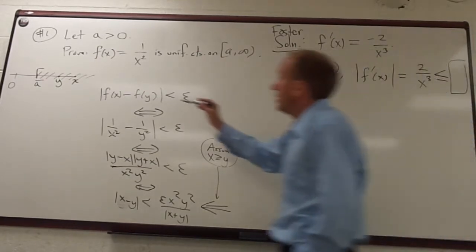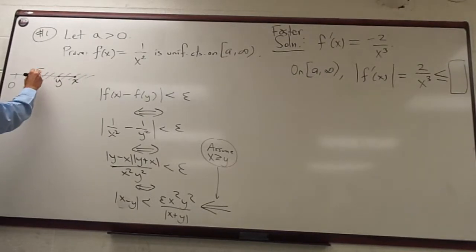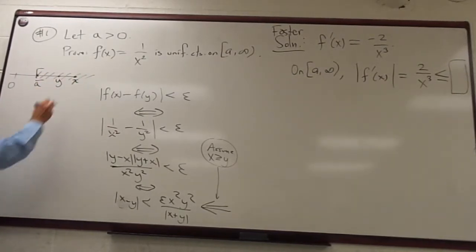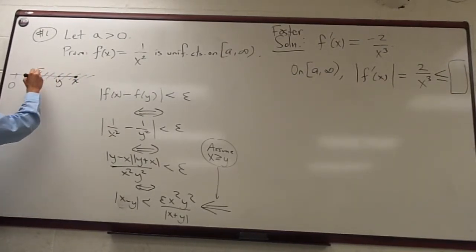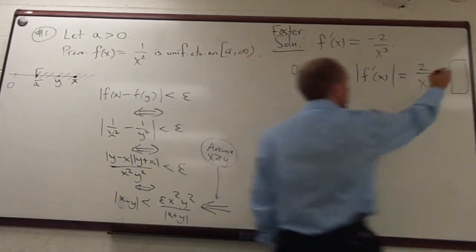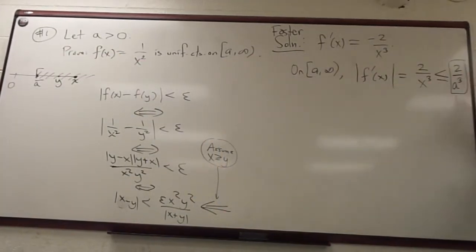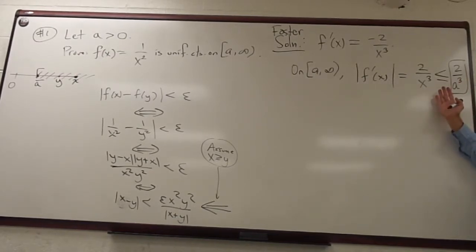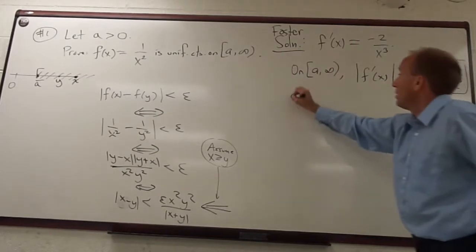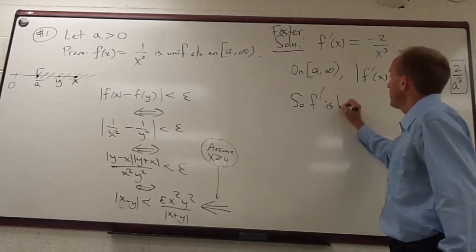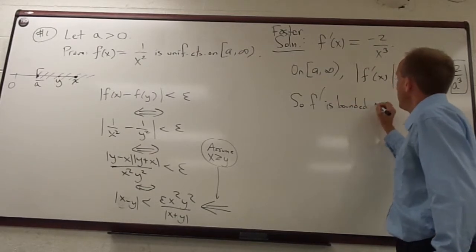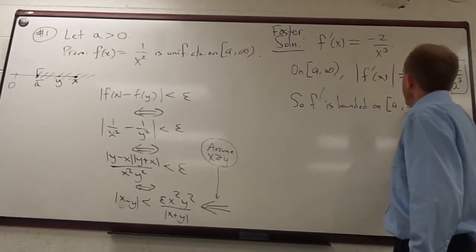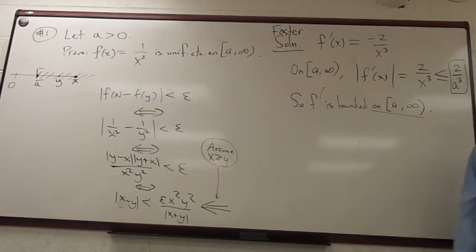Yeah, again, if you look at where x is relative to a, you see that x is bigger. So the denominator is bigger here than it would be here, so I can replace this with 2 over a cubed. Why do I need to do that? Well, I need this to be a constant. This is now a constant, whereas 2 over x cubed is not a constant. Okay? So f prime is bounded on a to infinity.